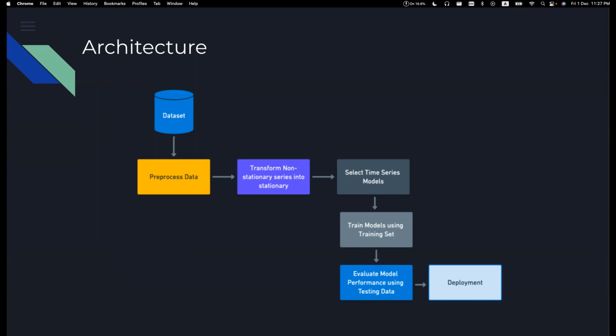Hi, thank you, Latifi, for the brief introduction. This is the whole architecture of our project. Basically, we had the dataset as described by Latifi in the previous slide.